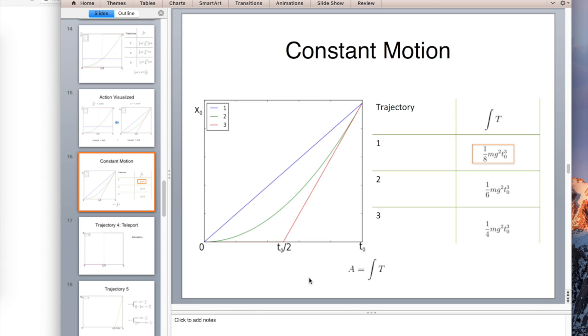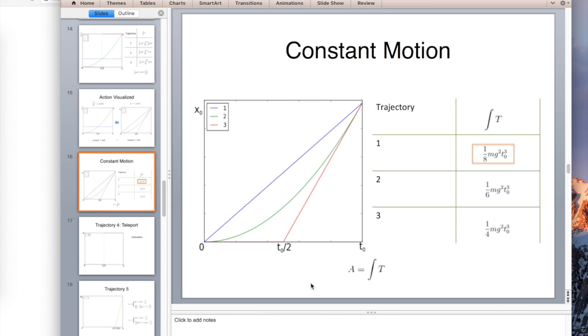Next, I want to talk about constant motion. As we have calculated in the previous slide, the first curve has the smallest integration of kinetic energy over time. So if our problem does not have a potential energy term, if it's far away from any planet, the Lagrangian will only have the kinetic energy term, and the first trajectory will have the least action. So this is exactly what happens in our world when there are no other forces applied to a mass object. It will follow the constant motion, which will be the blue curve.